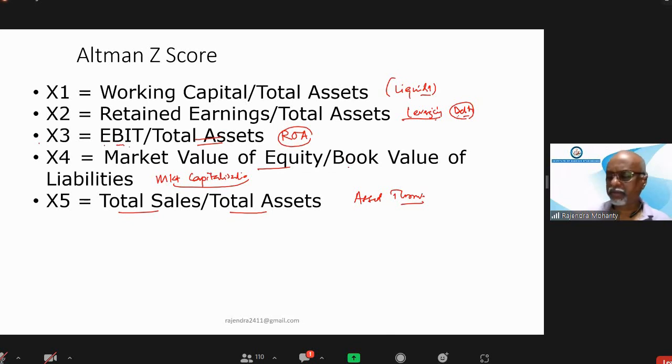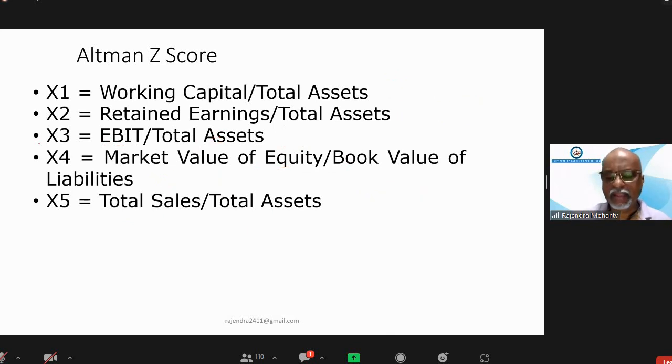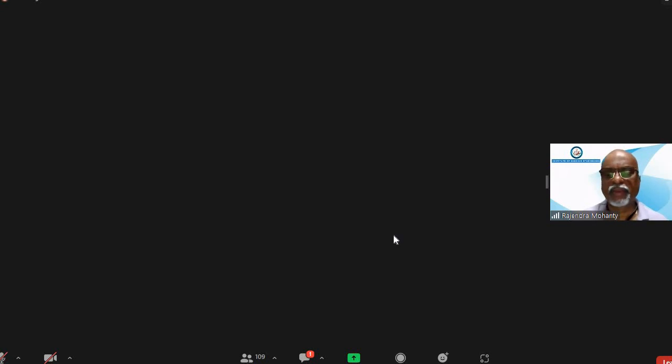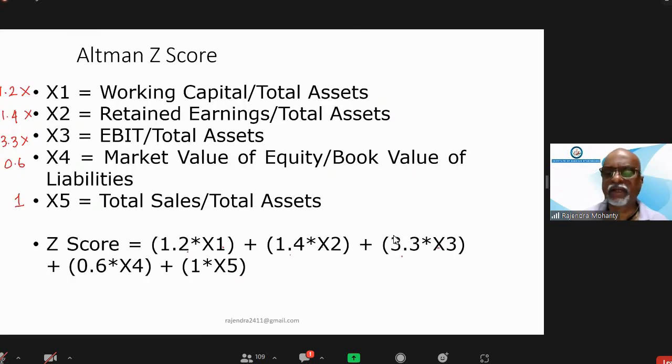So these 5 ratios are taken, and they are multiplied with weights: the first by 1.2, the second by 1.4, the third by 3.3, the fourth by 0.6, and the fifth by 1. Simple thing. So the Z score is x1 multiplied by 1.2, x2 multiplied by 1.4, x3 multiplied by 3.3, x4 multiplied by 0.6, x5 multiplied by 1, and add all these things. So you will get a number.